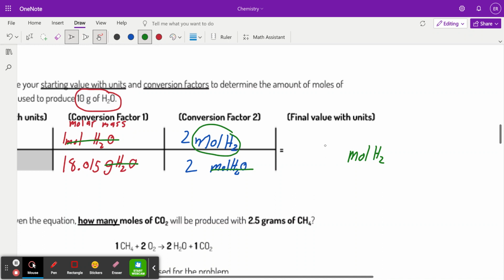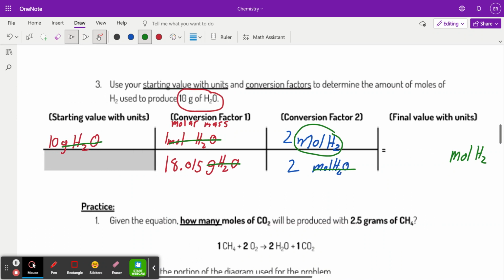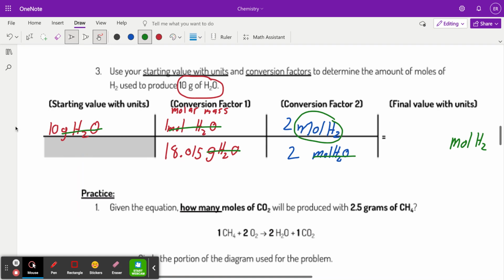Okay, so now let's just plug it into our calculator. So remember, we start with our first value, then anything on top we multiply, anything on the bottom we divide. So in your calculator, what you're going to put is 10 times 1 divided by 18.015 times 2 divided by 2. So go ahead, put that into your calculator, tell me what you got.